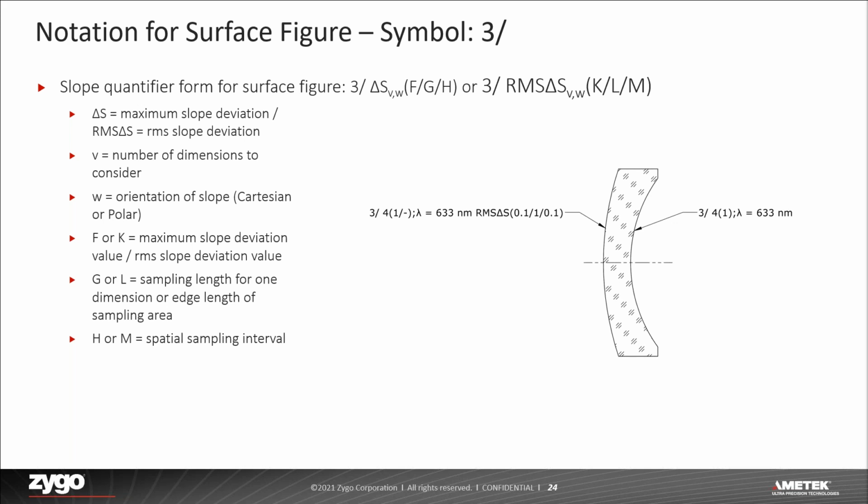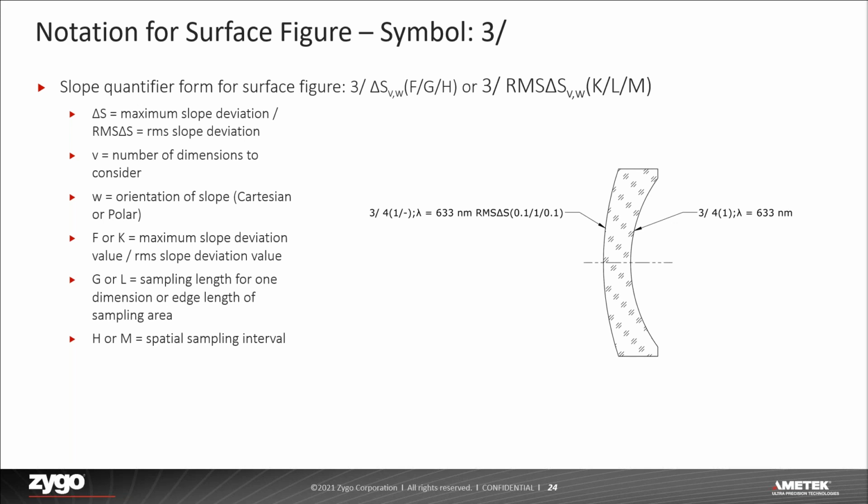Specifying the surface figure as a slope can be done as either the peak to valley slope or the RMS slope. The notation needed here will include the number of directions to consider, either one or two, and the orientation of the slope, either Cartesian coordinates or polar coordinates. Both of these parameters would be listed as subscripts following the initial callout for slope deviation. If neither of these are listed, the slope is assumed to be in all directions.